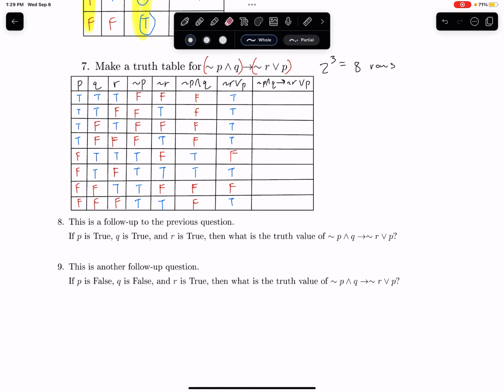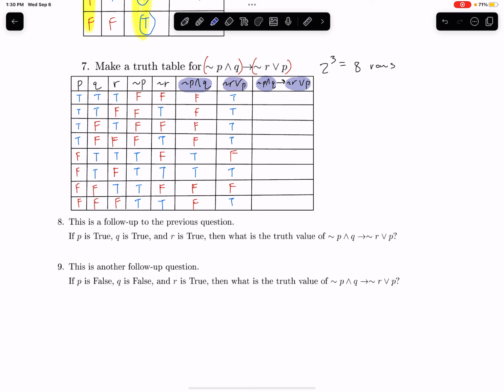Okay, last step. Now I have a conditional statement. And if you look at it, I'm boiling it down to 2 parts. The not P and Q, that's this left side. The not R or P, that's this side. And I'm connecting those with a conditional arrow from one to the other. These are orange here. Connecting one to the other with a conditional arrow.